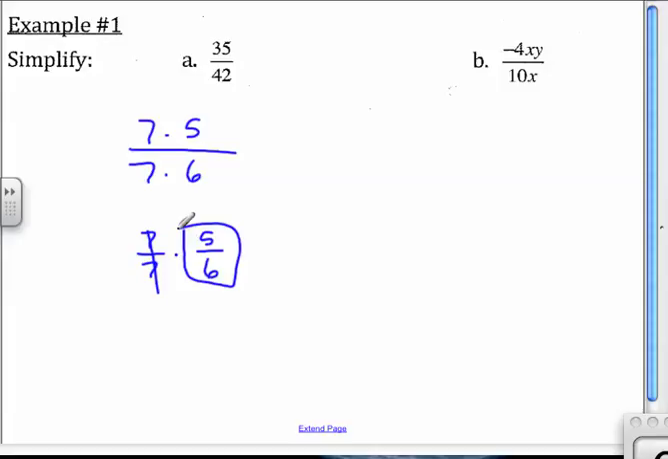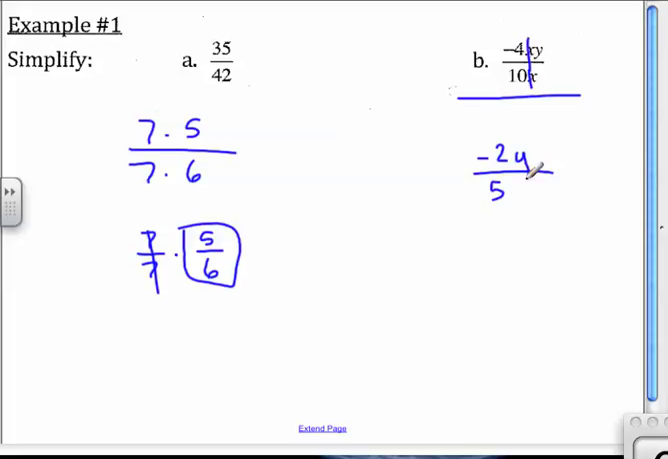Okay? Now, B, this part right here. Guys, reduce the numbers. 2 goes into both of them, negative 2 over 5. Reduce the numbers, then reduce variables. I've got an x on top and an x on the bottom. They just cancel each other out, and I'm left with y.